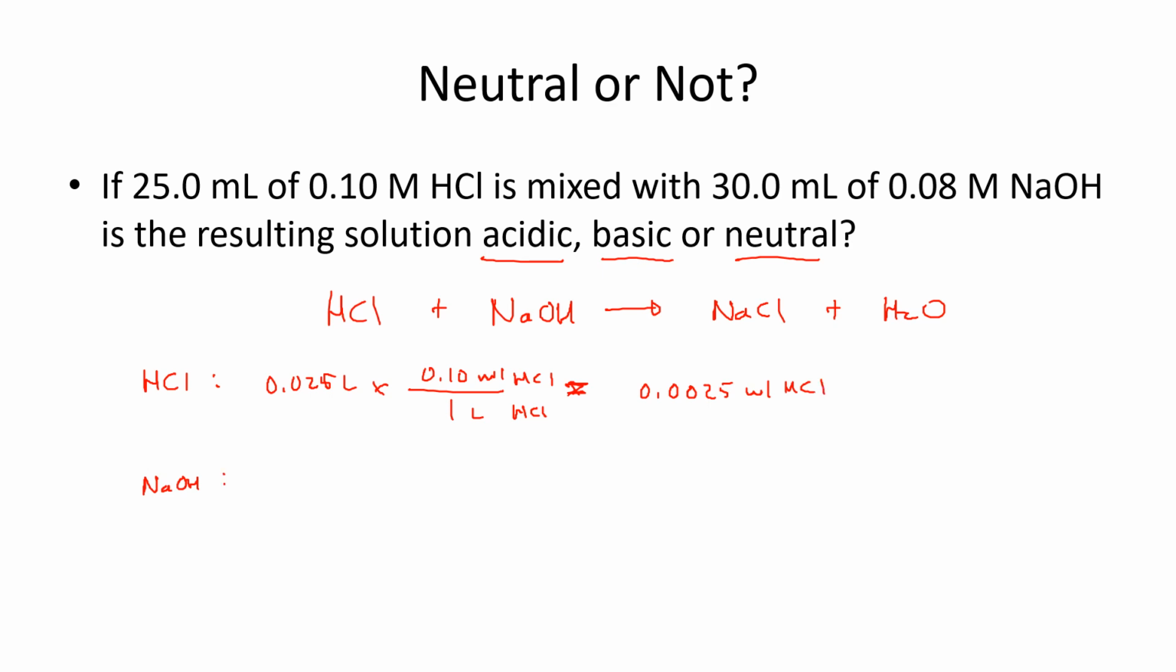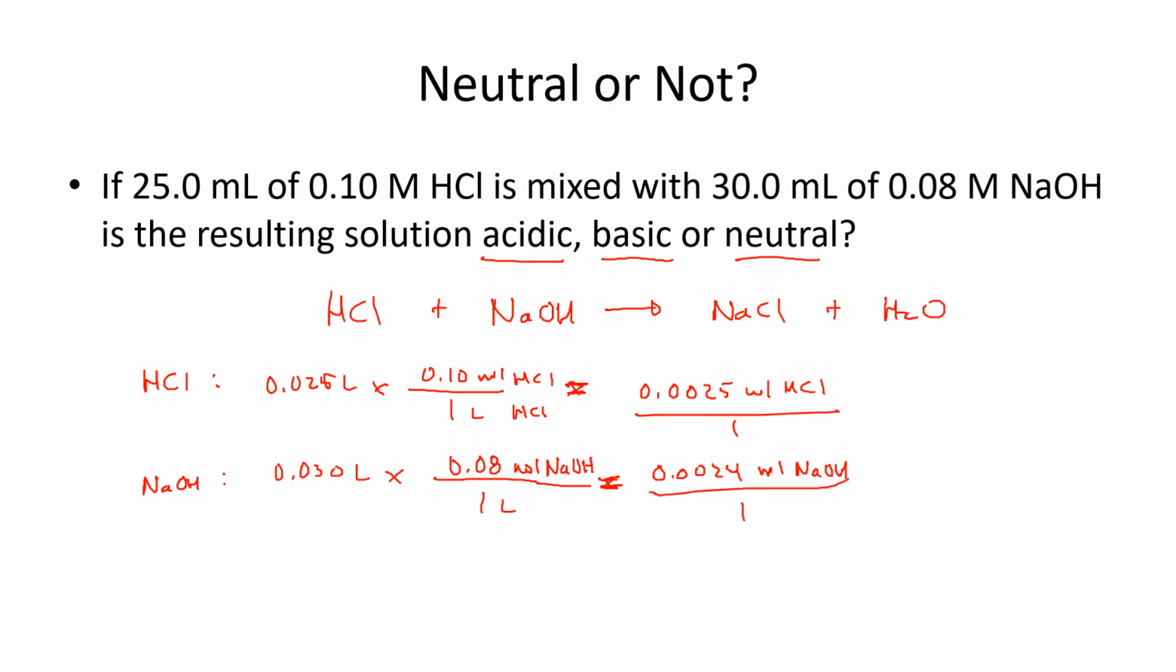And then we'll look at this other one here. We've got 0.03 liters of the base, and it's 0.08 moles of NaOH, the base, per liter. And that one I'm going to have to do with my calculator. It's 0.03 times 0.08 equals, and we've got 0.0024 moles of NaOH.